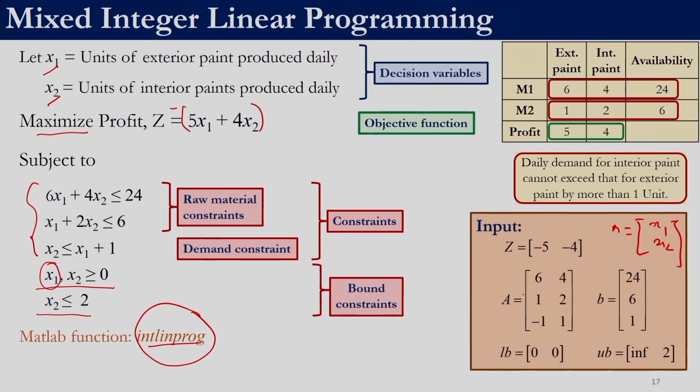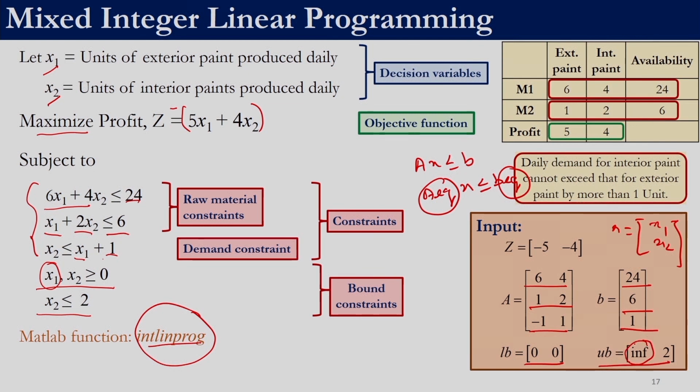Similarly, we need to determine the coefficients of the inequality constraints. Here we have 3 inequality constraints: 6, 4, 24; 1, 2, 6; and for the third, x1 has to be taken to the left hand side because MATLAB supports constraints of the form Ax less than or equal to b. So we will have -x1 plus x2, and on the right hand side we will have 1. The lower bound for both the variables is 0, 0, and the upper bound for the first variable is infinity, which in MATLAB is given by Inf, and the upper bound for the second variable is 2.